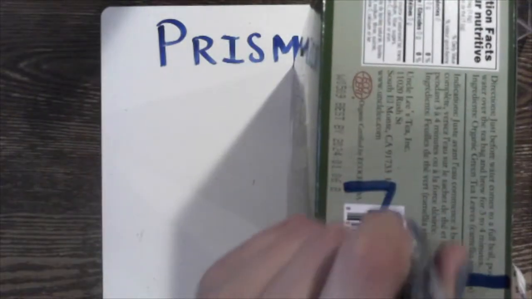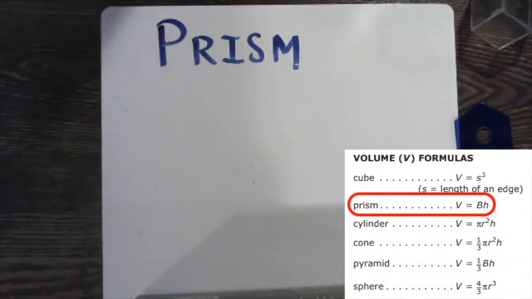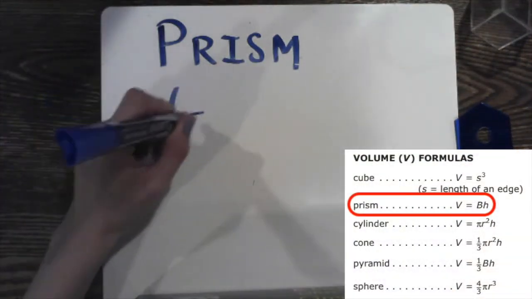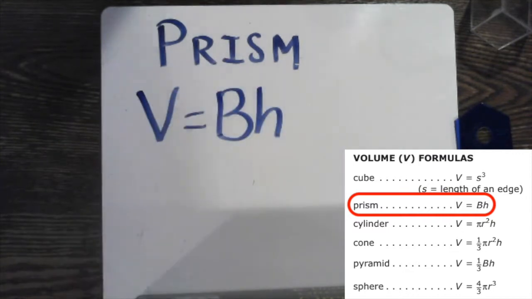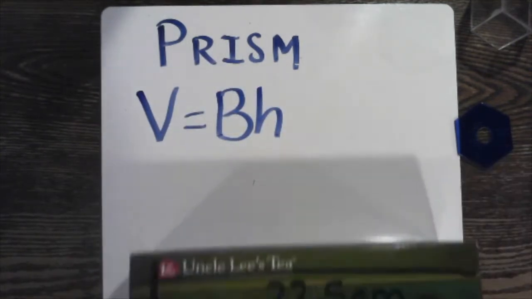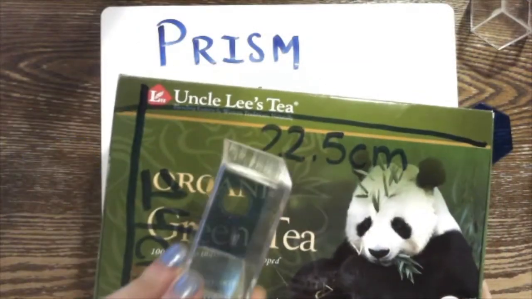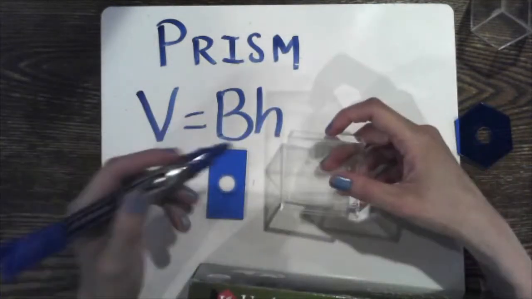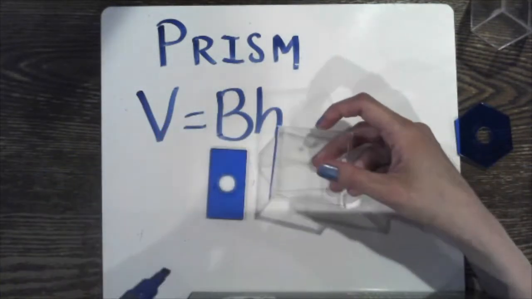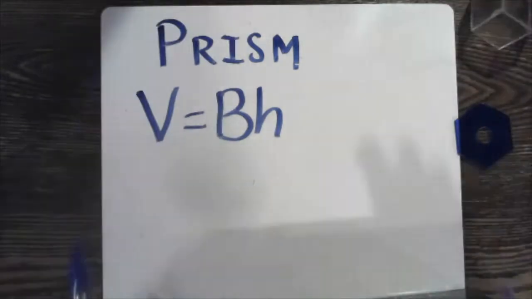The volume formula for a prism is V equals capital B times H. Notice this is a capital B and not a lowercase b, because it is not the base, but rather the area of the base, the area of this rectangular base. We have to be really careful to make sure we have that. Of course, the height is the H.